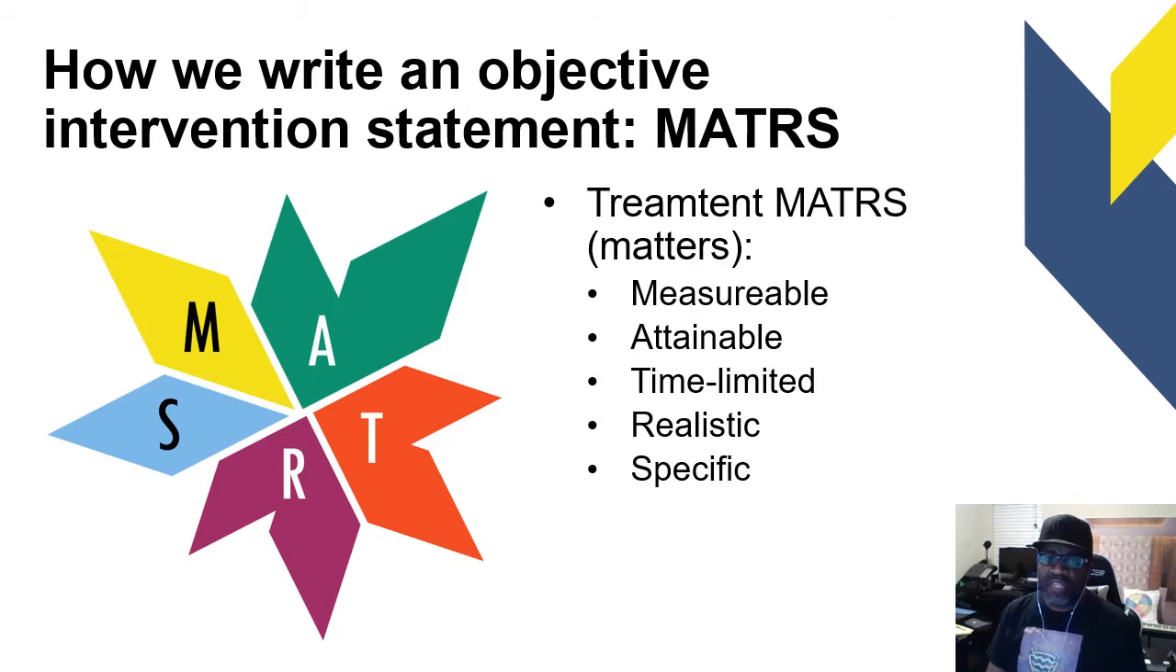How do we write objective intervention strategies? Well, it matters. Treatment matters. Measurable, attainable, time limited, realistic, and specific. I say it again, though I do see a spelling error in this slide. Treatment matters. Measurable, attainable, time limited, realistic, specific. We typically call this a SMART goal.